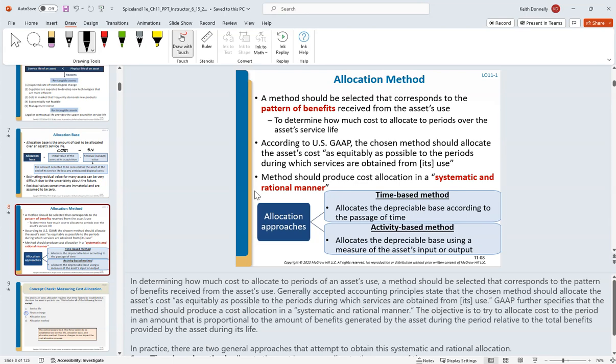And then the allocation method. There are different things for each one of these, but they're either going to be based on time or some type of activity-based method. So time: if it's a 5-year truck and 1 year passes, then we have to calculate depreciation for 1 year. If it's a truck, and instead of using a useful life of years we use miles, like this truck's going to last 100,000 miles, the activity-based method would look at our actual usage.